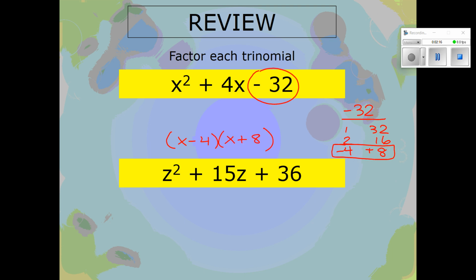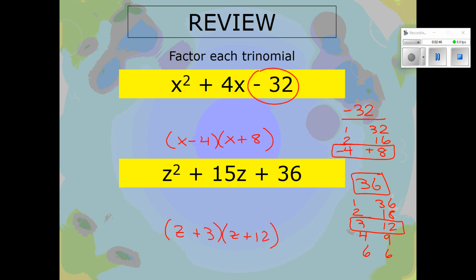Another example here, we have a positive 36. So we think of the factor pairs for 36: 1 and 36, 2 and 18, 3 and 12, oh, I missed 4, 4 and 9, 6 and 6. And we want a pair that's going to add to get 15. So we look over here, see the 3 and the 12 add to get 15. So we would have z plus 3 and z plus 12.